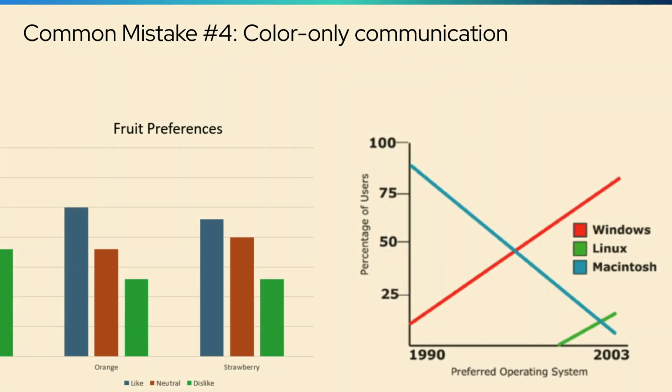Color-only communications, and we have bar graphs where there's preferences, right? And we see that if you didn't see the colors, you would have no idea about what information is being displayed. Same thing with line graphs. Are people using Windows, Linux, or Mac? If you have a black and white monitor, or the glare, or you're colorblind, that information is useless.